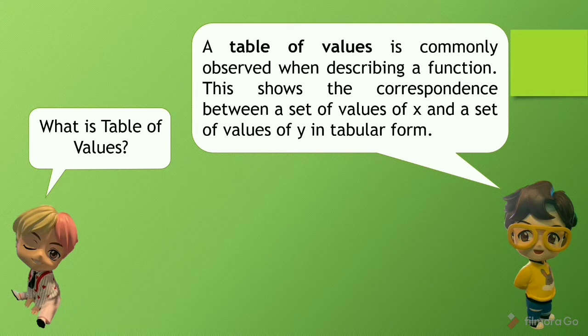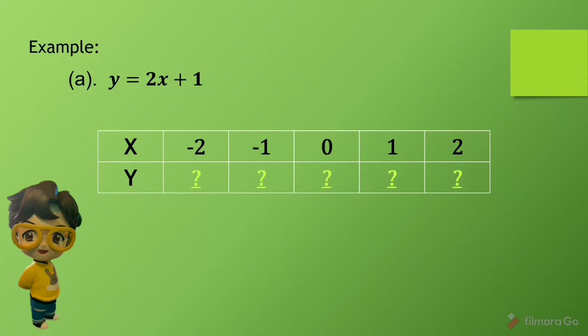A table of values is commonly observed when describing a function. It shows the correspondence between a set of values of x, or the domain, and a set of values of y, or the range, in tabular form. Here's an example. We are given the following values of x: -2, -1, 0, +1, and +2, with our function y is equal to 2x plus 1. What we are going to do is find the corresponding y values of the given x values. So how are we going to solve for it?